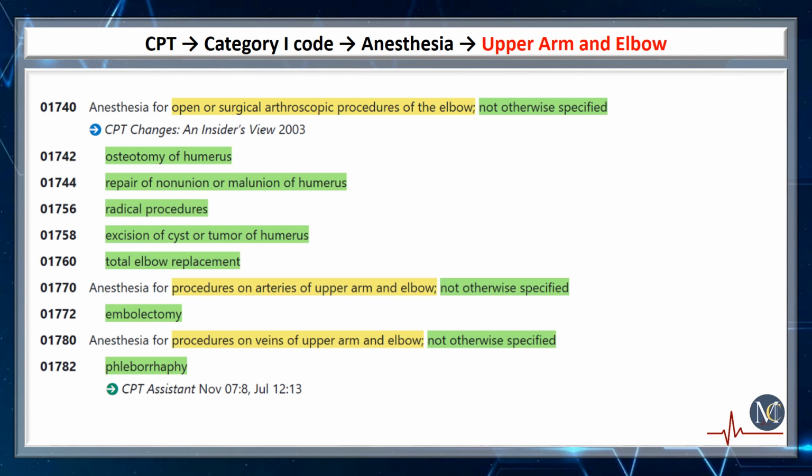Next code is 01782. Phleborrhaphy. Phlebo means vein. Rraphy means surgical suturing. The provider performs anesthesia service for a patient undergoing suturing of veins of upper arm and elbow.